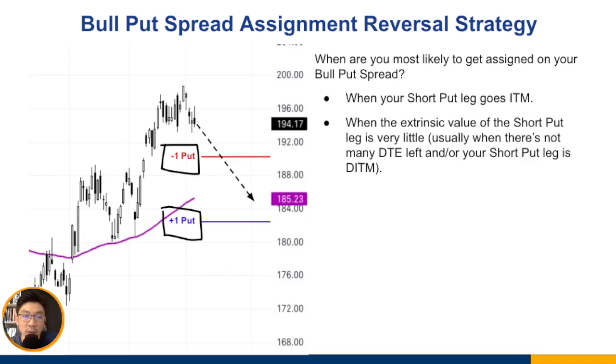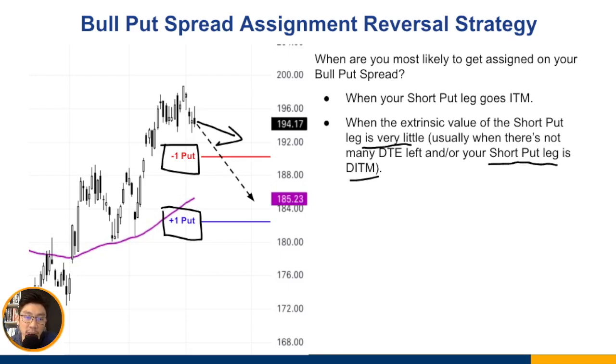That means the price has gone below your short strike of the put option. But if the price is above your short put strike, then there's no risk of early assignment at all. Also, when the extrinsic value of the short put leg is very little, and usually it's very little when there are not many days to expiration left, you will notice that a lot of times you get assigned very close to expiration if it's in the money, maybe 3, 4, 7 days. It also depends on how deep in the money your short put leg is.